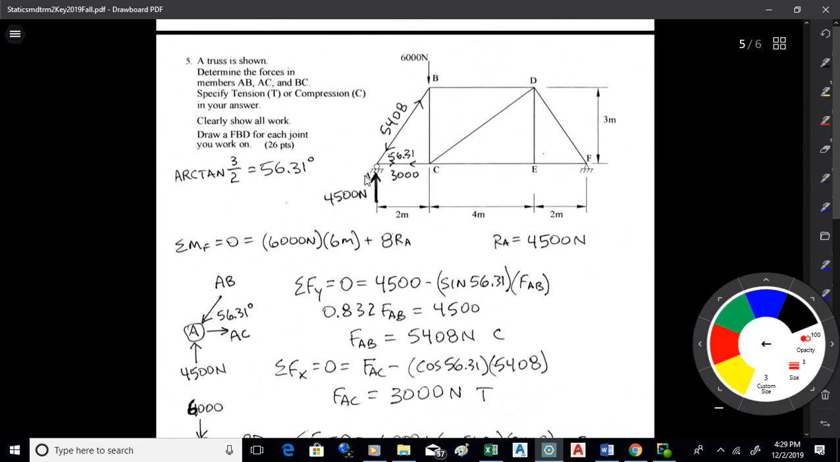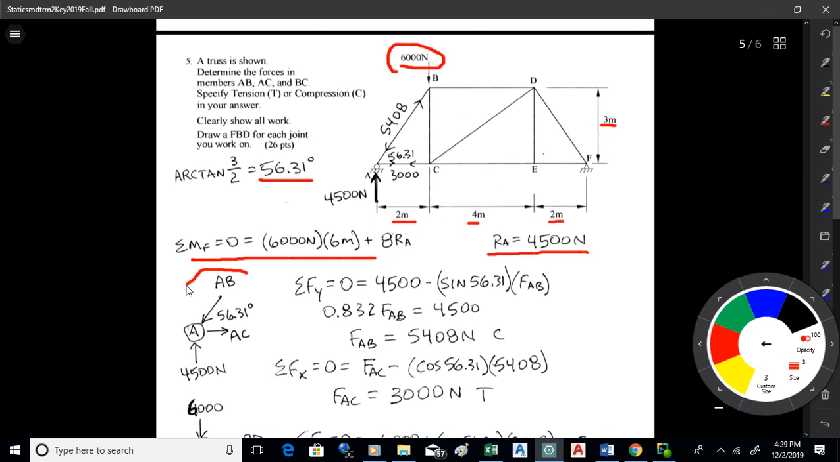All right, the next one there, I want to find this angle between AB with the horizontal there. I've got 3 for the vertical, 2 for the horizontal. Do the tangent there, I get 56.31 when I do an arctangent, inverse tangent, I guess I should say. Then I sum moments about F. I've got 6,000 times 4 and 2 makes 6. It's positive. Then I've got 4, 2, and 2 makes 8 times RA. Solve for RA, it's 4,500.